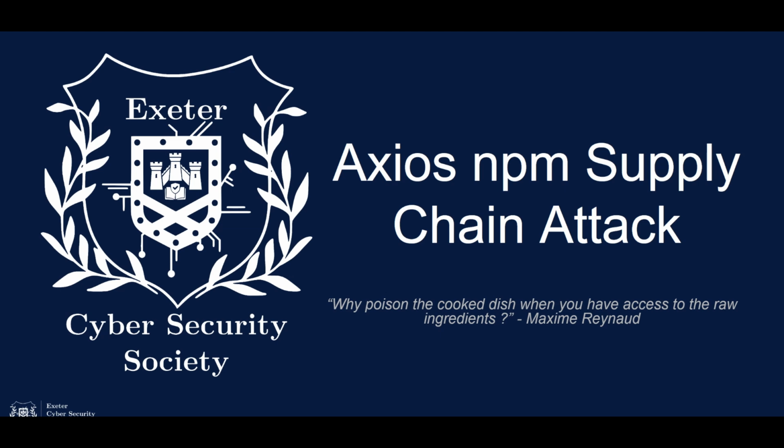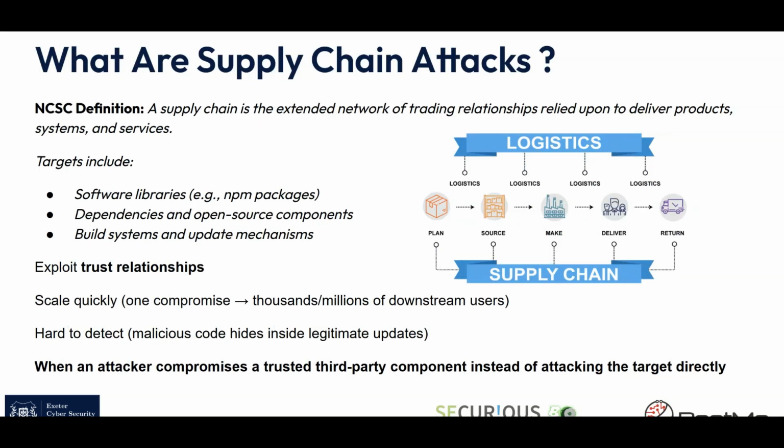So why poison the cooked dish when you have access to the raw ingredients? Why did I put this here? Because it's a supply chain attack. You'll see supply chain attacks are now becoming way more popular than before, and it's due to a lot of factors. So let's get straight into it.